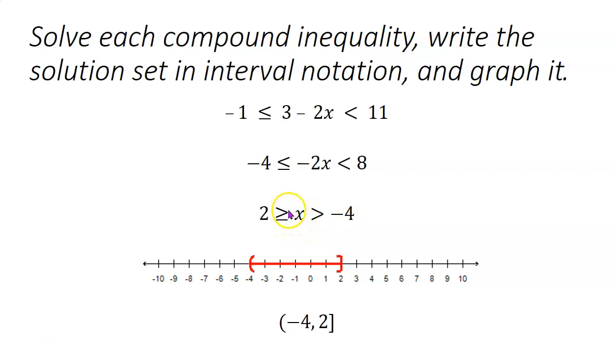So x is on the small side of 2, or it could be equal to 2, and it's on the big side of negative 4. So it's between 2 and negative 4. Could be equal to 2, can't be equal to negative 4. It has to be strictly greater than that. So here's the numbers that x can be, and this would be the interval from negative 4 to 2 with a round parenthesis by the negative 4 and a square bracket by the 2.